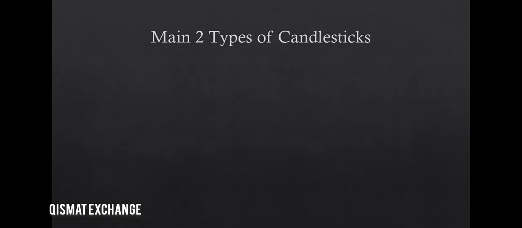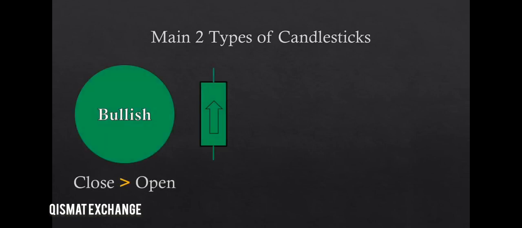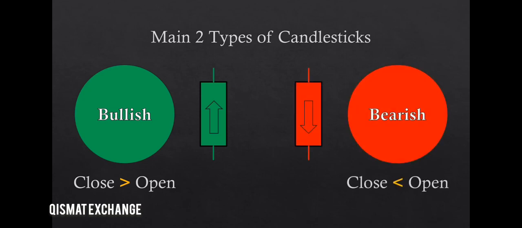There are mainly two types of candlesticks, the bullish and the bearish candlestick. The bullish candlestick occurs when the closing price is higher than the opening price. The bullish candlestick is usually displayed as a green candle on the chart. The bearish candlestick occurs when the closing price is lower than the opening price. The bearish candlestick is usually displayed as a red candle on the chart.